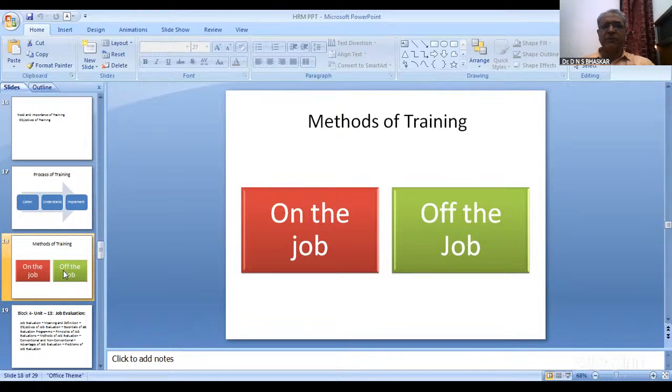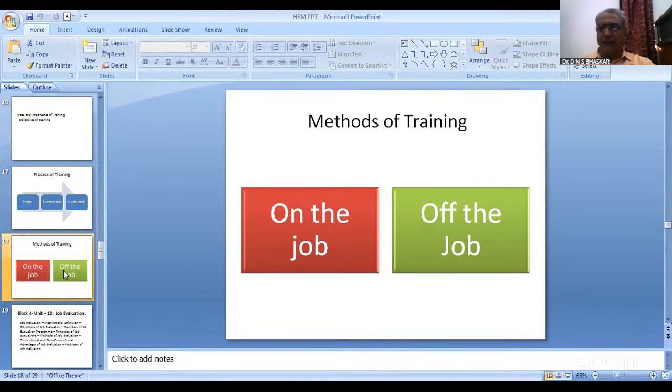A special project is designed, and in that a few trainees will be given the opportunity to learn, and then they will go with that. These are the other important ones. Then committee assignments. Committee assignments are also another way of on-the-job training.